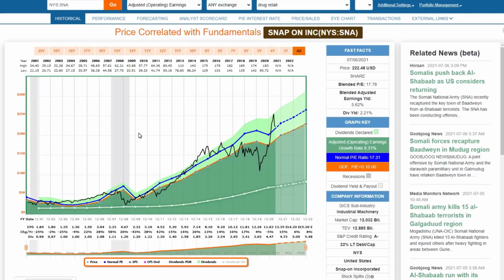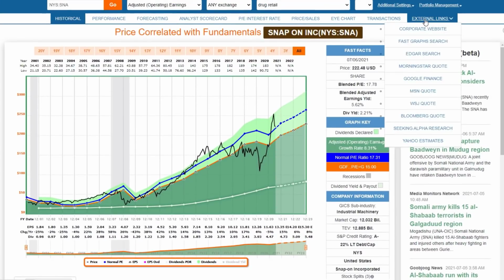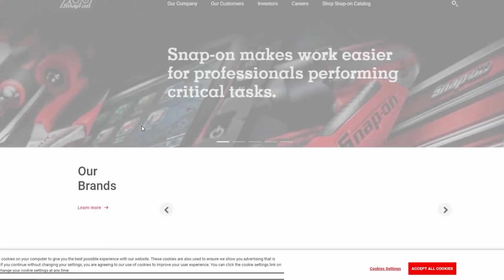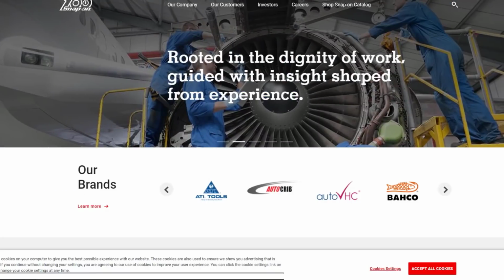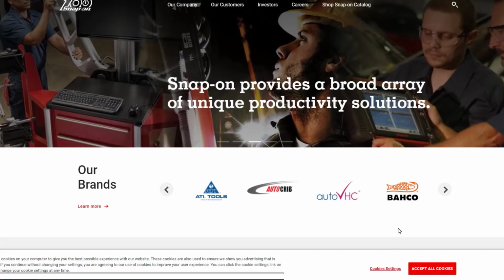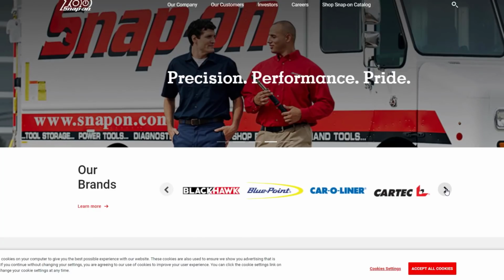And when we designed F.A.S.T. Graphs to facilitate this process, I would go into the external links up here, and usually the first place that I go when I'm researching a stock is the company's corporate website. Now, when I do that, I recognize that I'm going into a propaganda machine here. Obviously, companies like to put their best brands forward, okay? But this is a company that builds tools and so on for working on automobiles and things. It has some very interesting products here, as you can see.